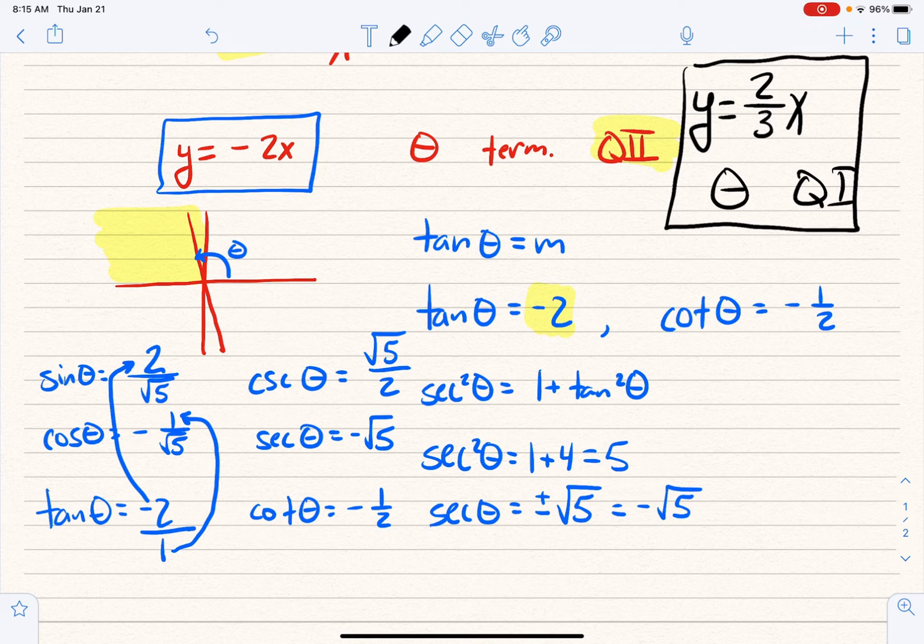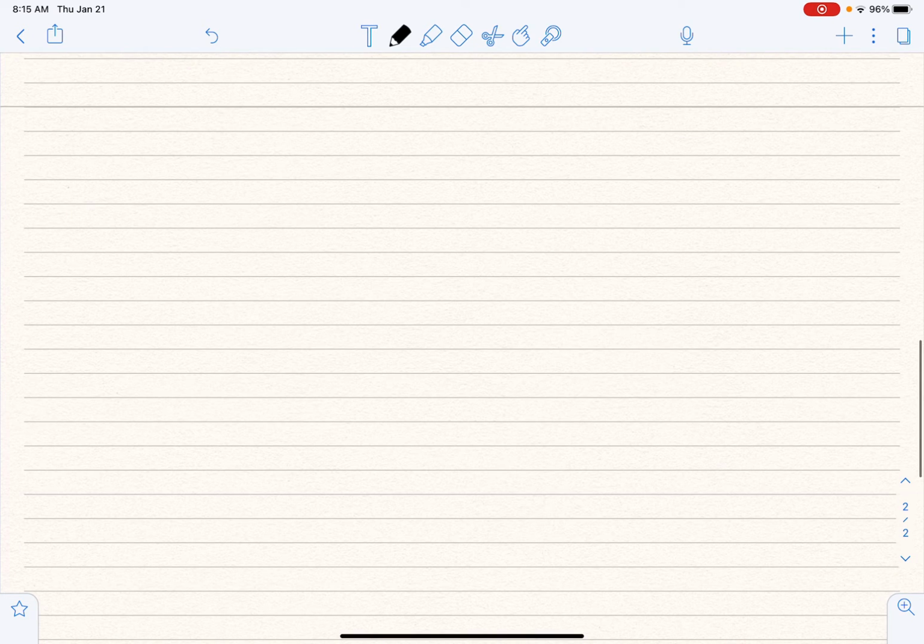Okay, hopefully we're back and you're feeling pretty good about this, or maybe you're not, but now you've given it a try yourself, and so we can see this. So we're going to take this information, y equals 2/3 x, and we're dealing with this in quadrant 1, so everything's positive.